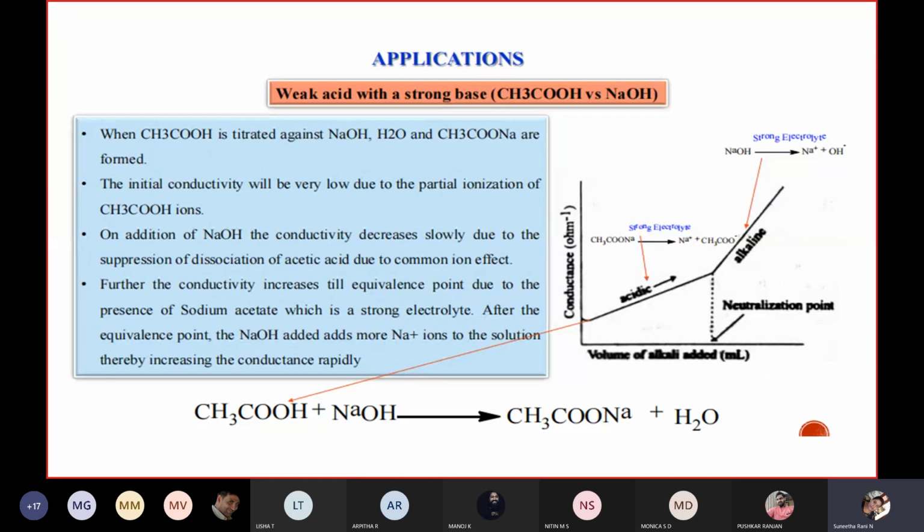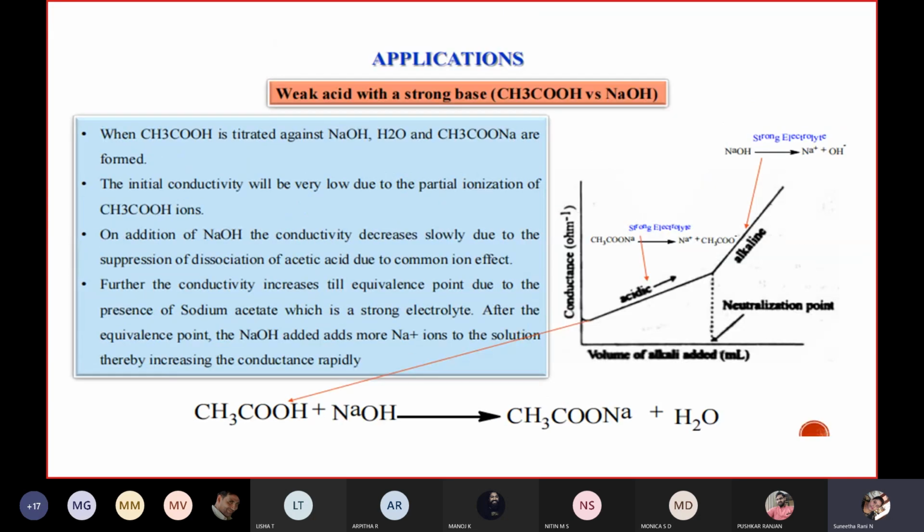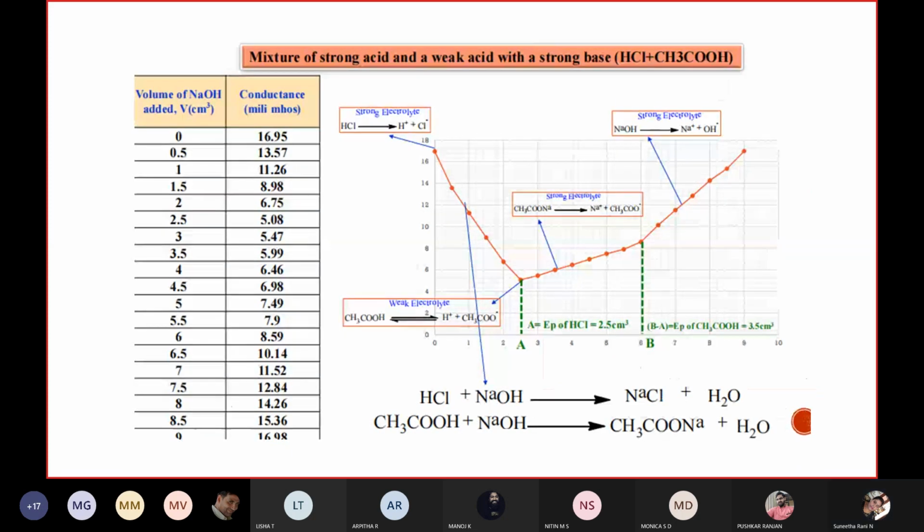For the conductometer, you have to write any 2 applications in the exam, like in IAE if they ask. If they don't specify, you have to explain all 3 applications: strong acid versus strong base, weak acid versus strong base, mixture of acids versus strong base. These are the 3 applications in the conductometry experiment.